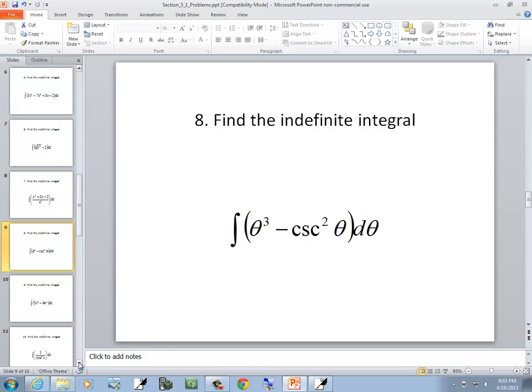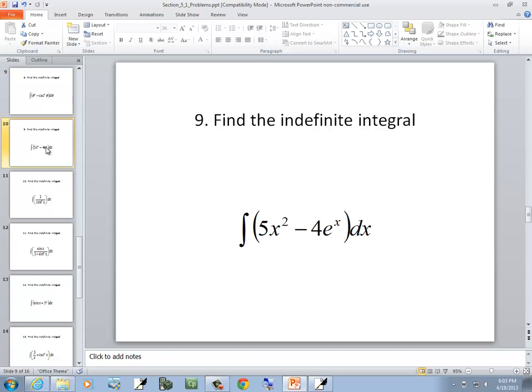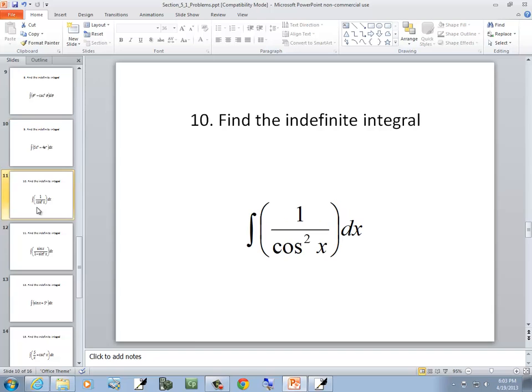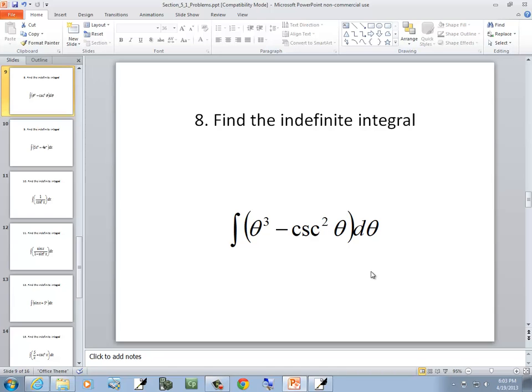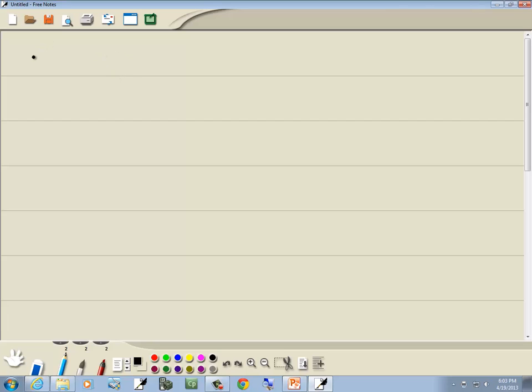Now these next problems, you see we got a cosecant squared here. We got e to a power. We got 1 over cosine squared, which we have to handle a little bit differently. We started getting into the trig. And then, of course, e to the power, too. So let me write those formulas down.